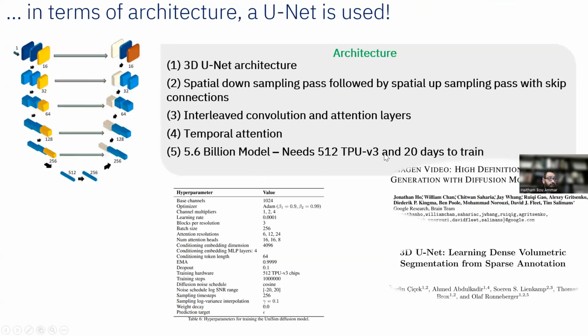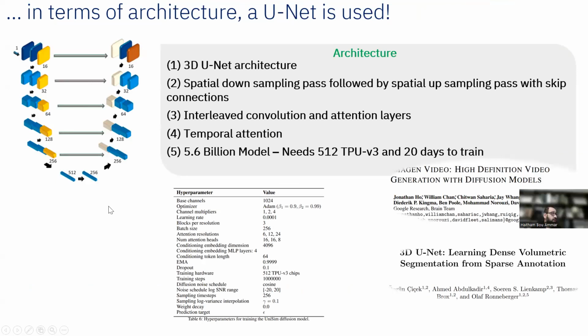All right. Now, in terms of the architecture itself, what they are doing is they are using a 3D UNet architecture. They are also doing spatial downsampling paths followed by spatial upsampling paths with skip connections. They also have interleaved convolution and attention layers. They use temporal attention. And the model itself is a 5.6 billion parameter model. And it turns out it needs 512 TPU v3 and 20 days for training.